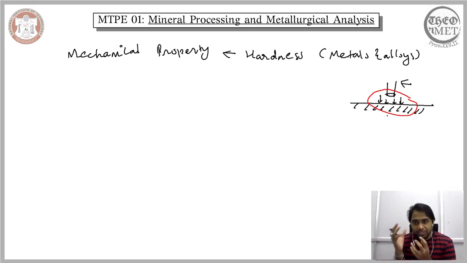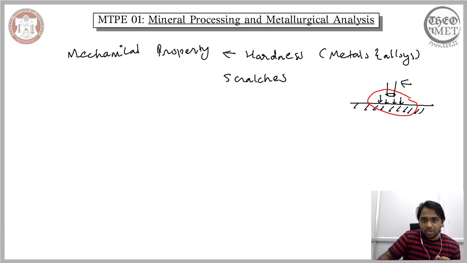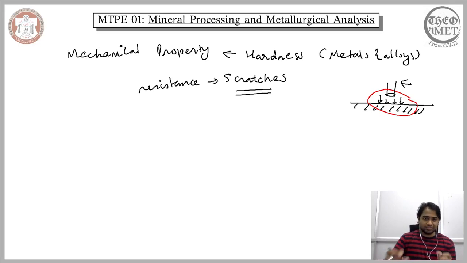You will understand why you need to take a different approach to understand the hardness of a mineral. In the context of minerals, the hardness assumes a different form. In the context of minerals, hardness is the resistance offered by a mineral to scratches. So you attempt to introduce scratches on the surface of a mineral, and the resistance offered by the mineral to scratches is what we refer to as the hardness in minerals.